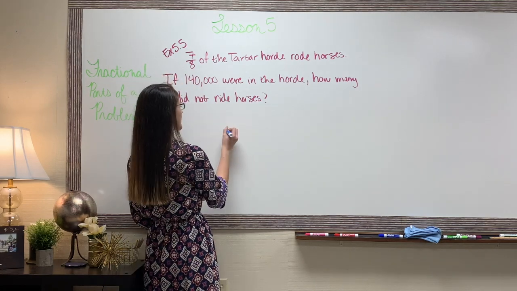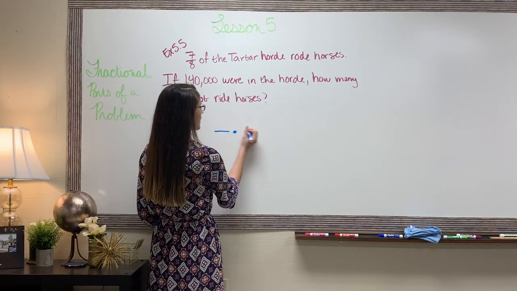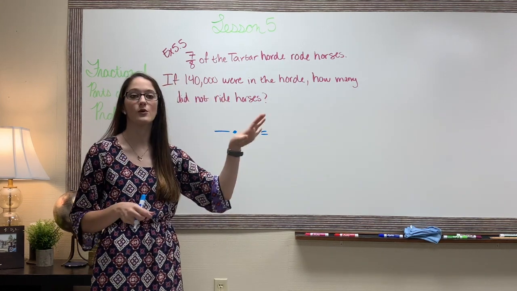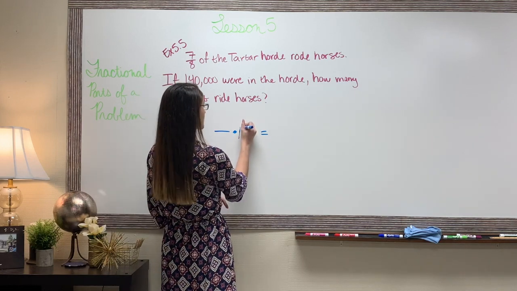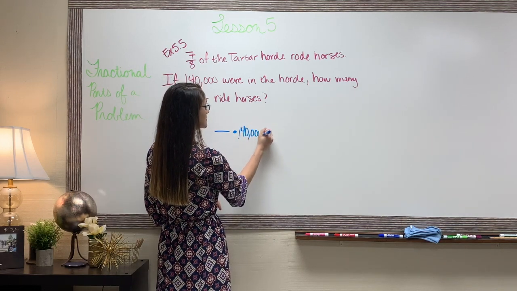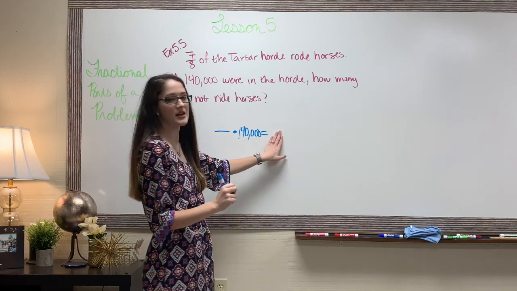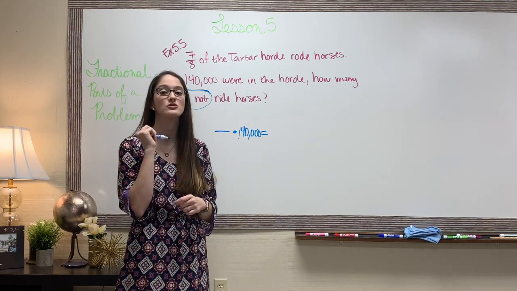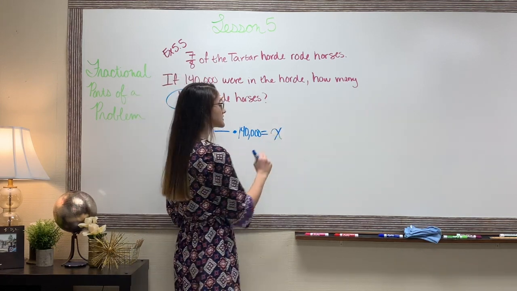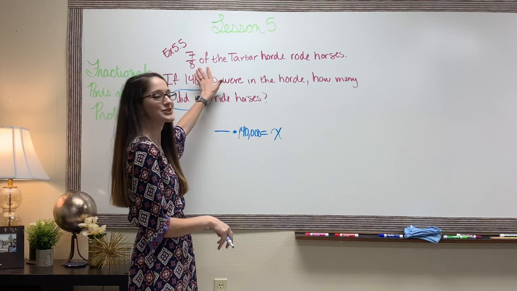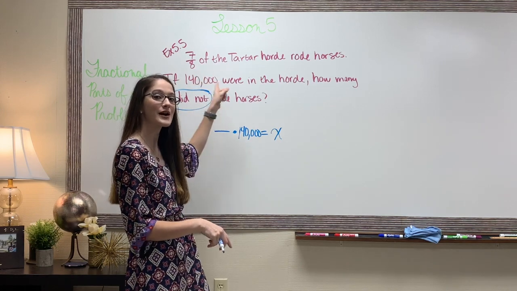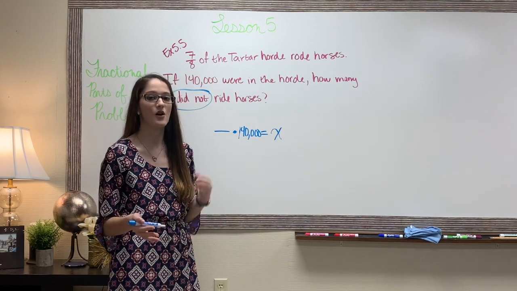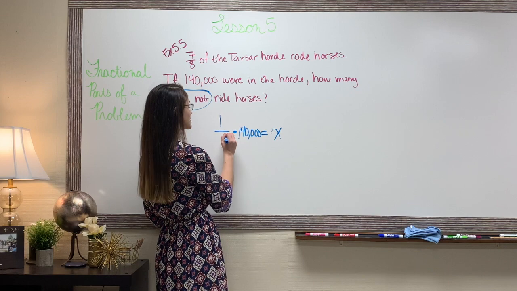So the first one, we got our fraction of and is, and we know that 140,000 were in the horde. That's our total number, so it's going to go right here, 140,000. We don't know how many don't ride horses, and that's what we have to pay attention to. They want us to find how many do not ride horses. It's our unknown, so it's going to be x. But notice our fraction does not line up with this. Our fraction is for how many did ride horses. So if 7/8 rode a horse, 1/8 did not, and that's the fraction that we have to work with.